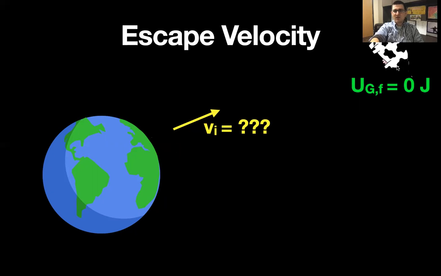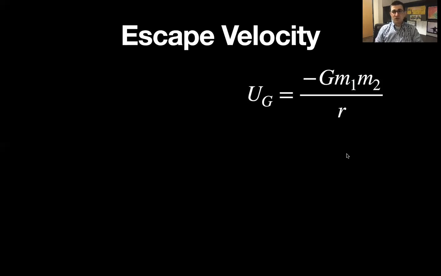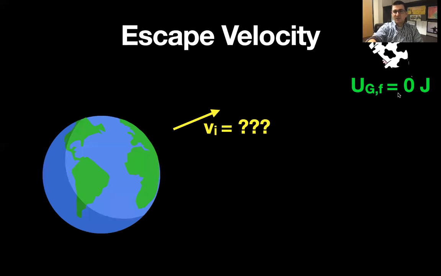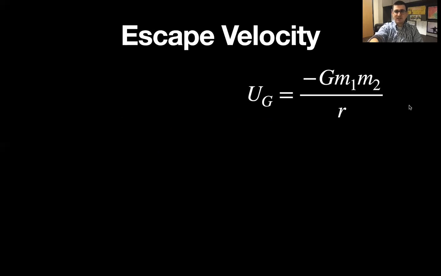So over here we have our cow, which has a final gravitational potential energy of 0. Basically, it's infinitely far away from the planet. So what's the minimum velocity that we need to launch the cow away from the planet in order for it to escape the planet? That's kind of what escape velocity means. So we can use our gravitational potential energy formula, knowing that the final gravitational potential energy has to be 0.